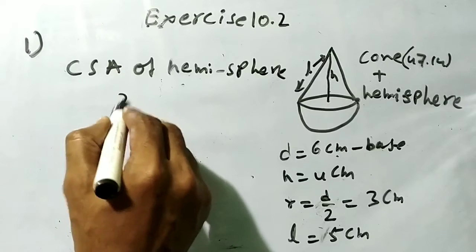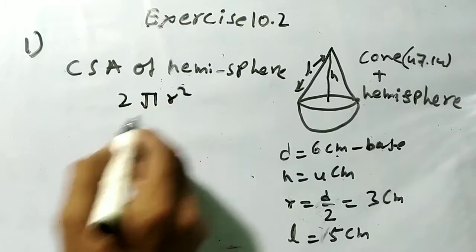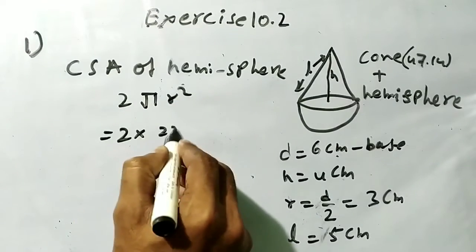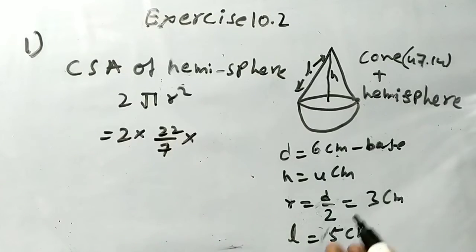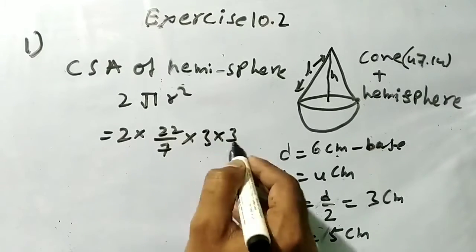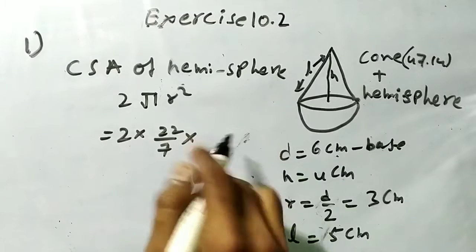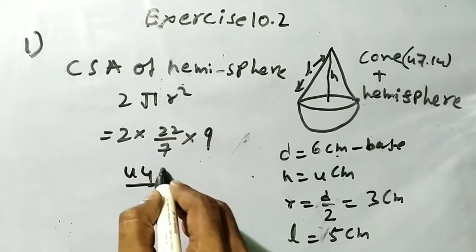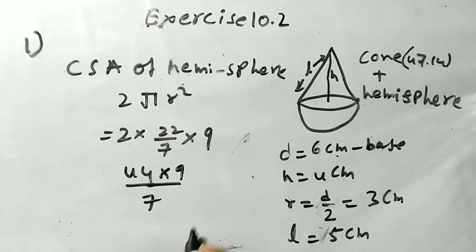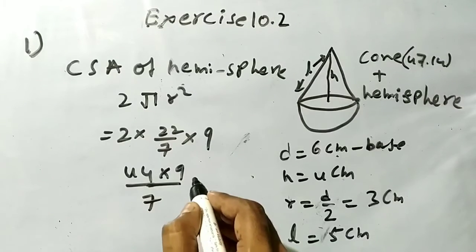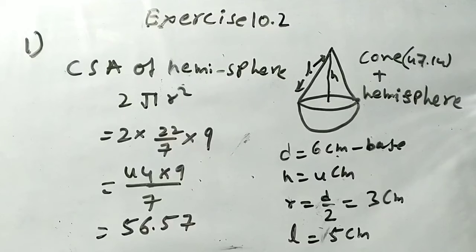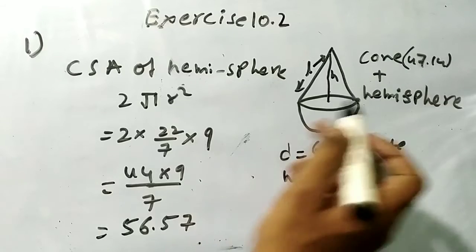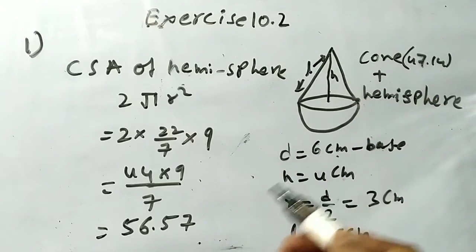That formula is 2 pi R square. So 2 into 22 by 7 into R square, which is 3 into 3, 6. 3 3 is 9. So 44 into 9 by 7. So we have to calculate totally. So here we got the CSA of the hemisphere. So we have to add, because the cone plus hemisphere makes a toy.